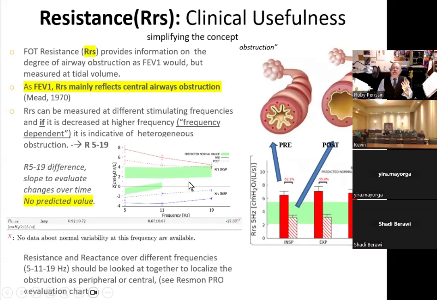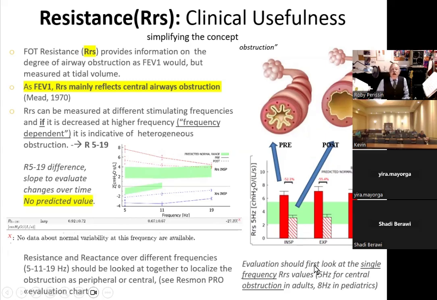Because resistance is actually measured at 3 frequencies, there is a parameter called the heterogeneity index, which shows you the resistance and the reactance at the 3 frequencies measured. If it changes, that means there is a severe obstruction that you can look at by looking at the difference between the resistance at low and the resistance at high frequency. The single frequency, as I was saying, is the most important, period.